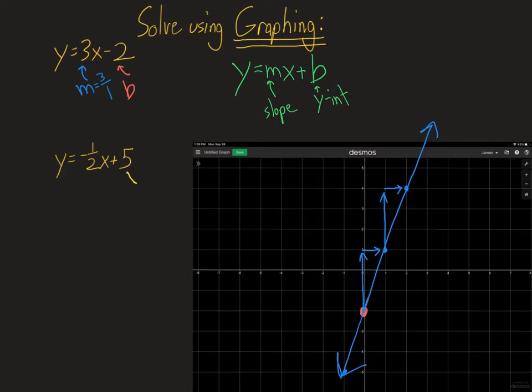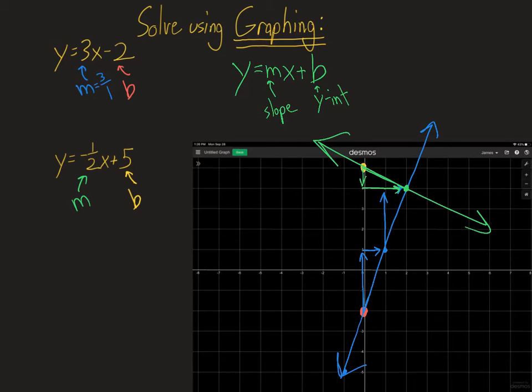Second line, there's my b, my y-intercept, it's up at 5. And then there's my slope, my -1/2, which means I'm going to go down 1, and then right 2, always to the right. Down 1, right 2, and that's as far as I need to go because there's the point where they cross.